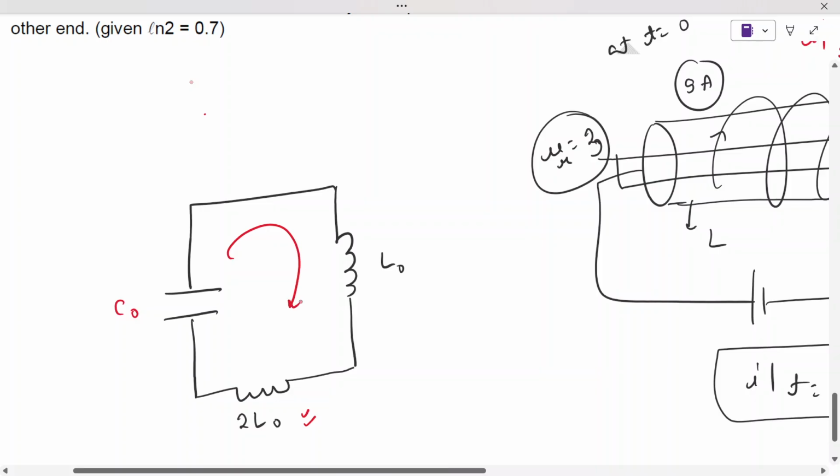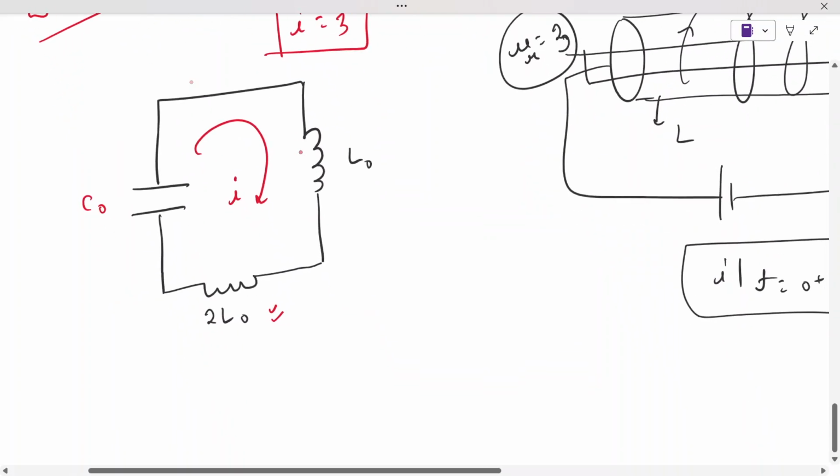A different current will flow at t equal to zero plus, isn't it? So at t equal to zero plus, a different current will flow in the cell. Let's call it I. The initial flux is 9 into L naught, no? Then that should be equal to, at t equal to zero plus, L naught into I plus 2 L naught into I, isn't it? Then I can write that I will be equal to 3 ampere.